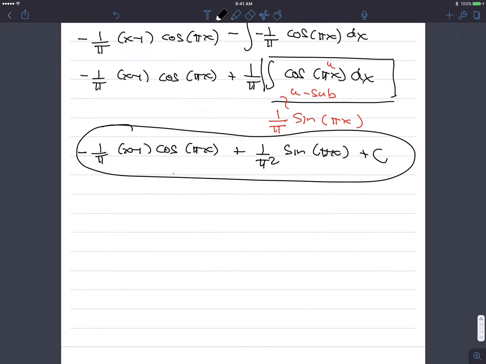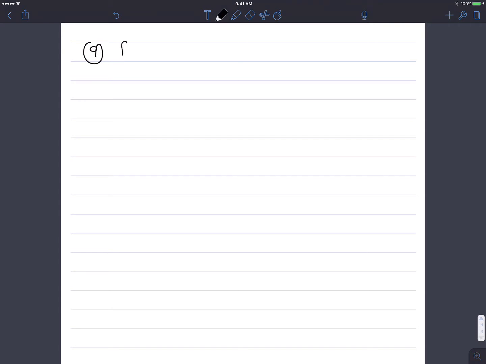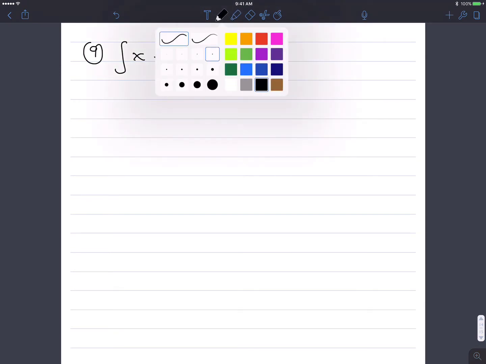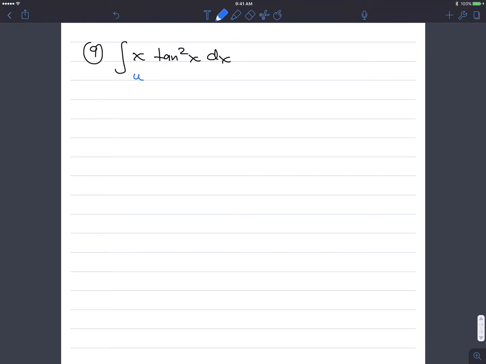Okay, let's kick this up. Number 9, I got x tangent squared x dx for u sub. This one is interesting because notice this. What we've been doing is we're letting u be x. And you say, okay, let's let u be x, and then you get a nice du being dx. So that's going to be something very nice and workable for us, right? U is x and du is dx.